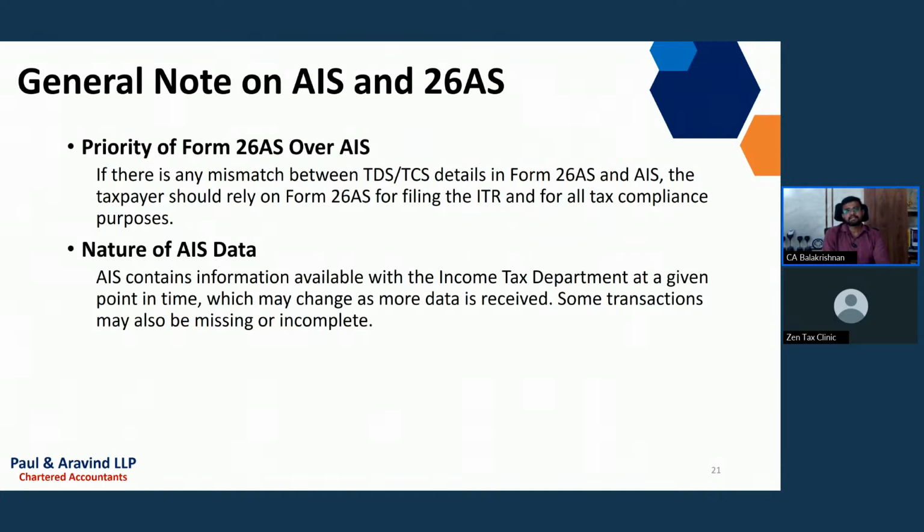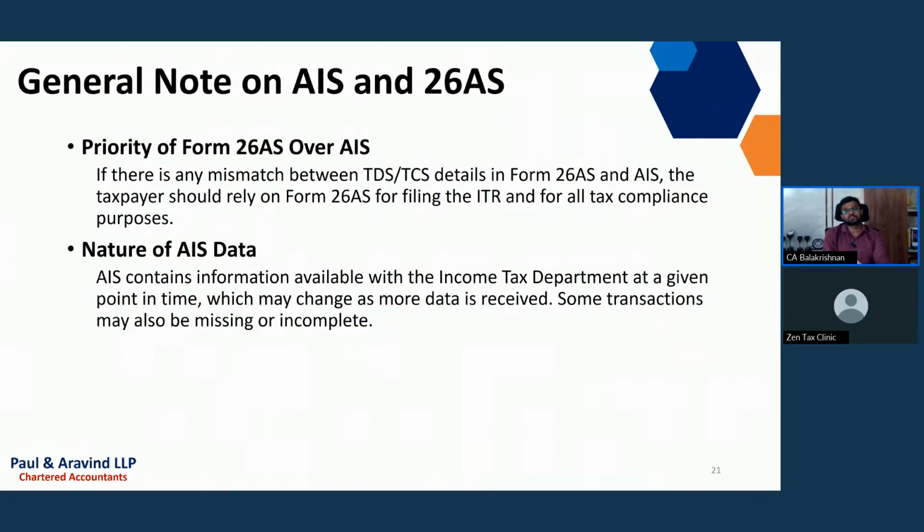And the nature of AIS data: it is the information available with the department. Maybe if information is not available with the department, then we can rely only on the books. Many transactions may also be missing or incomplete. Say, for example, salary: we are paying salary to employees. If TDS is not deducted, then this information is not available with the income tax department. So that needs to be mandatorily claimed as an expense by us only.